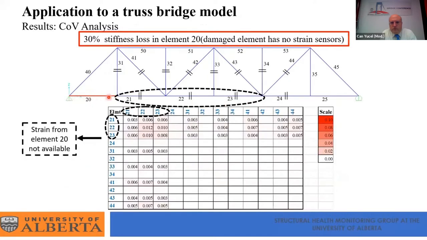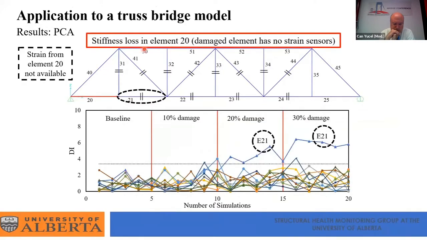Similarly, if element 20 is not monitored, the damage is detected in terms of its closest elements, which are 21, 22, 23, part of the same bottom girder. We can see the change in coefficients for those three elements is higher compared to others. And for principal component analysis, if element 20 is damaged, its effect is shown in terms of element 21. So the benefit of this method is that even if the damaged element is not monitored using strain data, we can still get information on damage and its severity in terms of adjacent monitored elements.